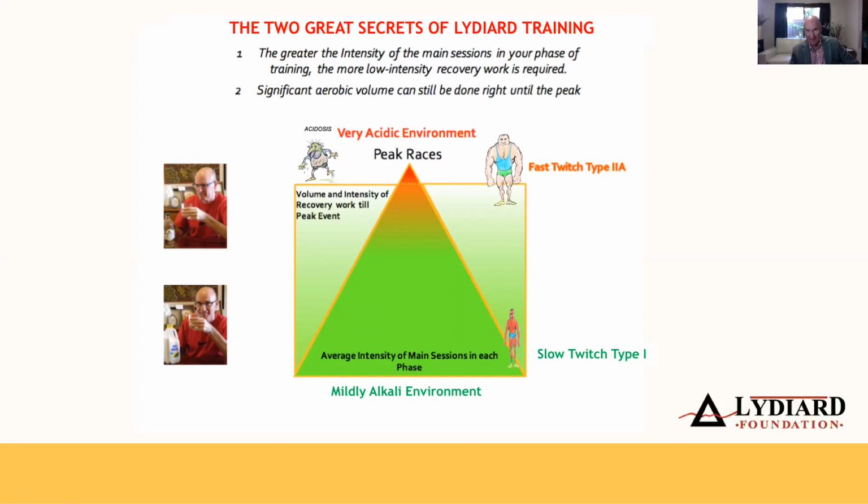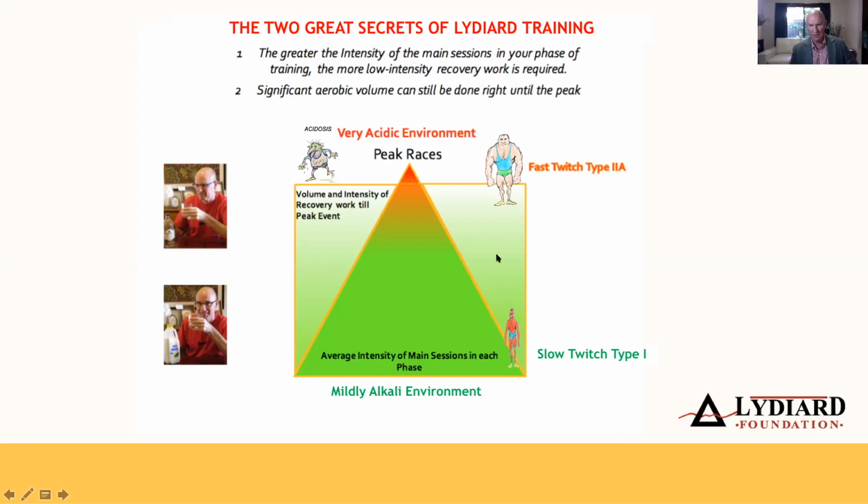The intensity of the main sessions will increase, but as the intensity increases and the requirements of the body to really perform at maximum grow, you're also producing maximum amounts of acid with the fast twitch type 2A muscle fibers. And you'll notice that of the 3 muscle fiber types, one is not there. It's not even involved. And there's a reason for that: it only gets involved at maximum output.